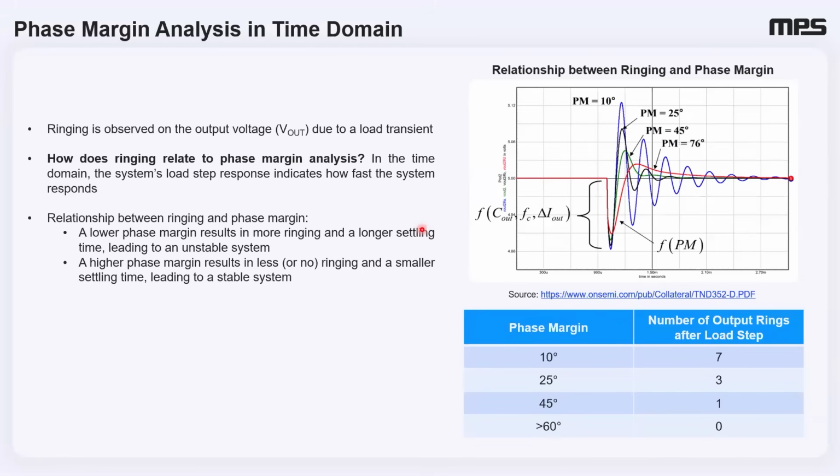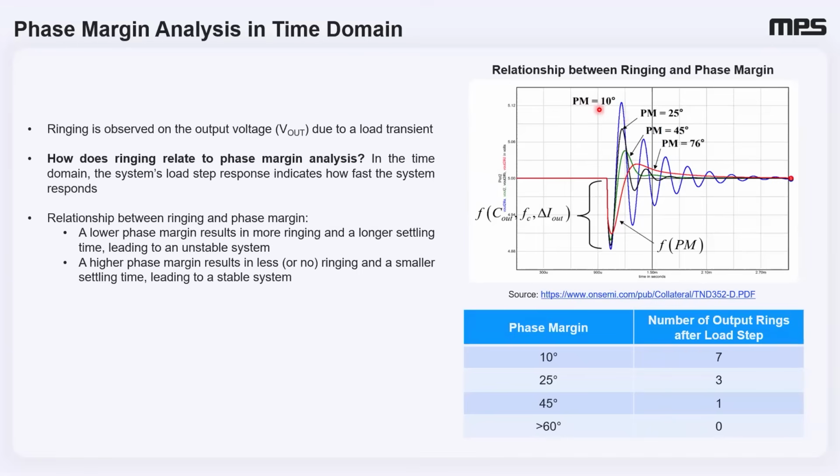The relationship between ringing and phase margin is quite direct. A lower phase margin results in more ringing and a longer settling time, indicating a less stable, more oscillatory system. On the other hand, a higher phase margin results in less or ideally no ringing and a smaller settling time, signifying a stable and well-damped system. The graph on the right here beautifully illustrates this relationship. One can see the responses for various phase margins in this case.